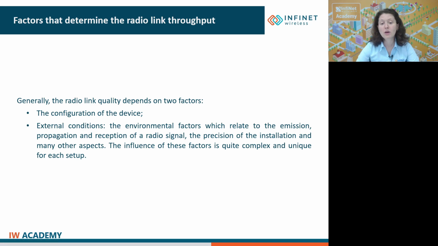Generally, the radio link quality depends on 2 factors: the configuration of the device and the external conditions, like the precision of the installation, the environmental factors which relate to the emission, propagation and reception of the radio signal, and many other aspects. The influence of these factors is quite complex and unique for each setup. However, during this webinar, we are going to focus on the configuration of the devices, more precisely on the parameters that influence the radio link throughput.